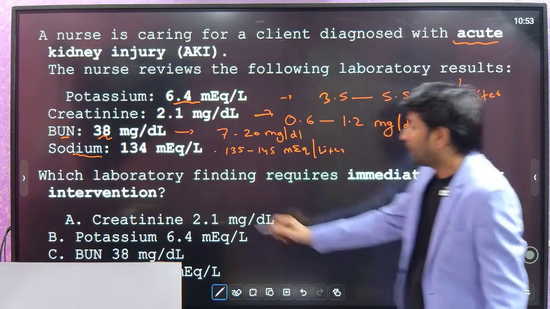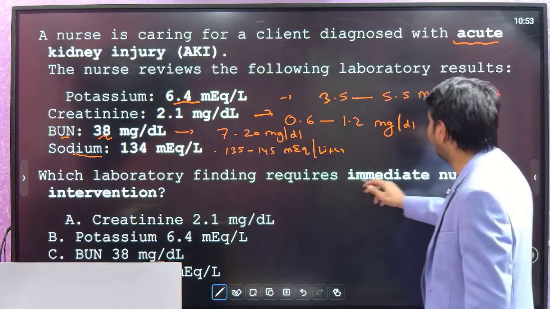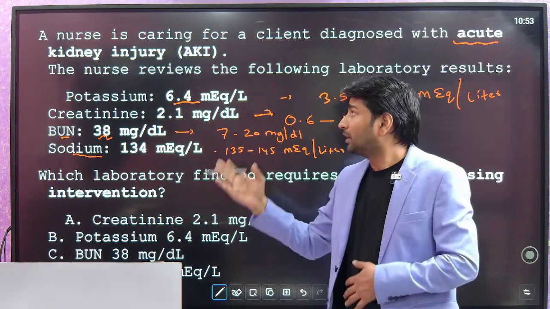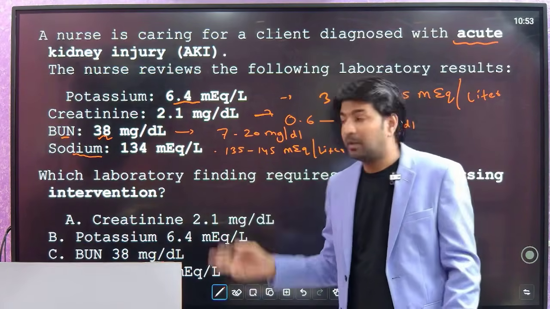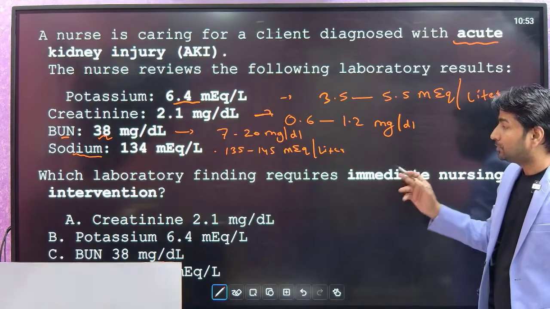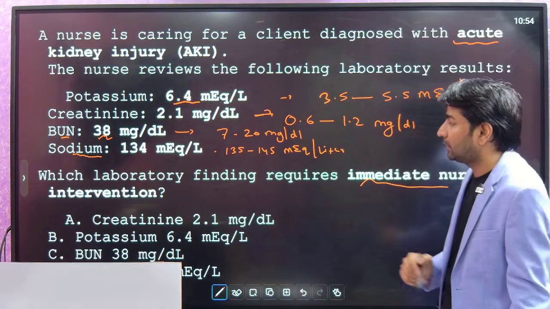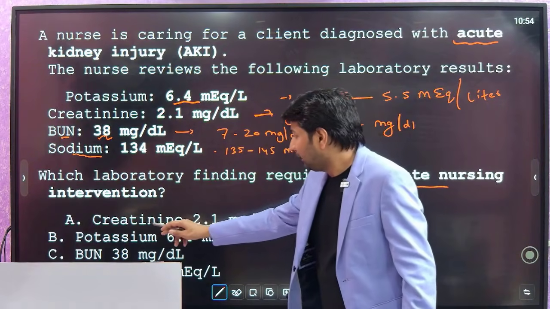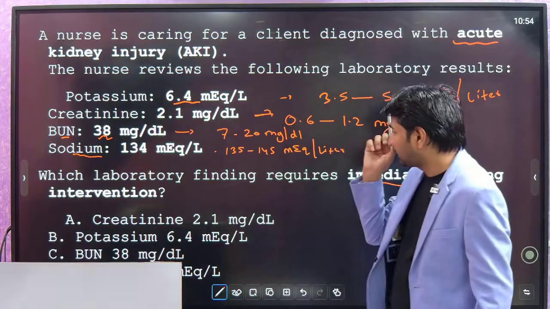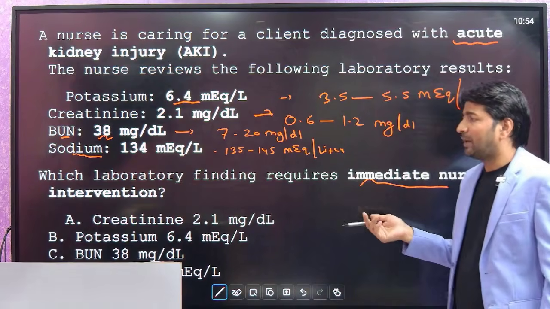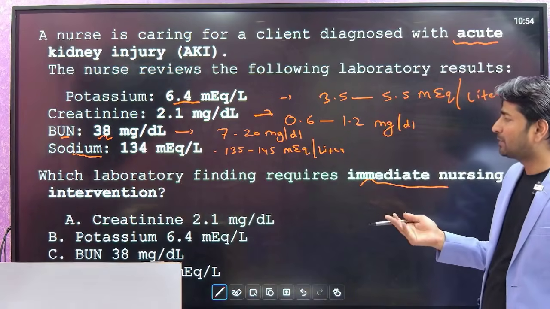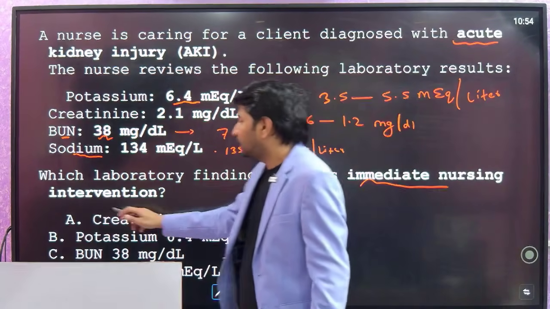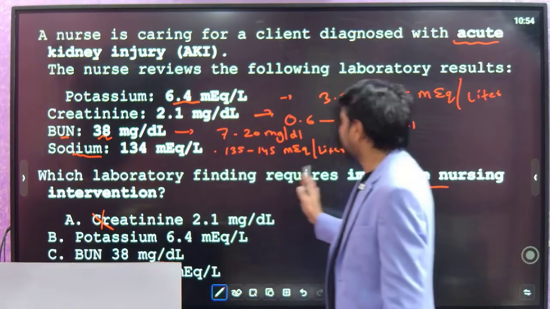Now, the question asks, which lab finding requires immediate nursing intervention? This means all these lab values might be altered or changed, but we need to identify the one that requires immediate nursing intervention. Otherwise, it could be dangerous for the patient. So the first option, A, creatinine, 2.1 milligrams per deciliter. The creatinine is high, meaning metabolic waste isn't being excreted, but this isn't immediately life-threatening for the patient, so we don't need immediate nursing intervention for this.